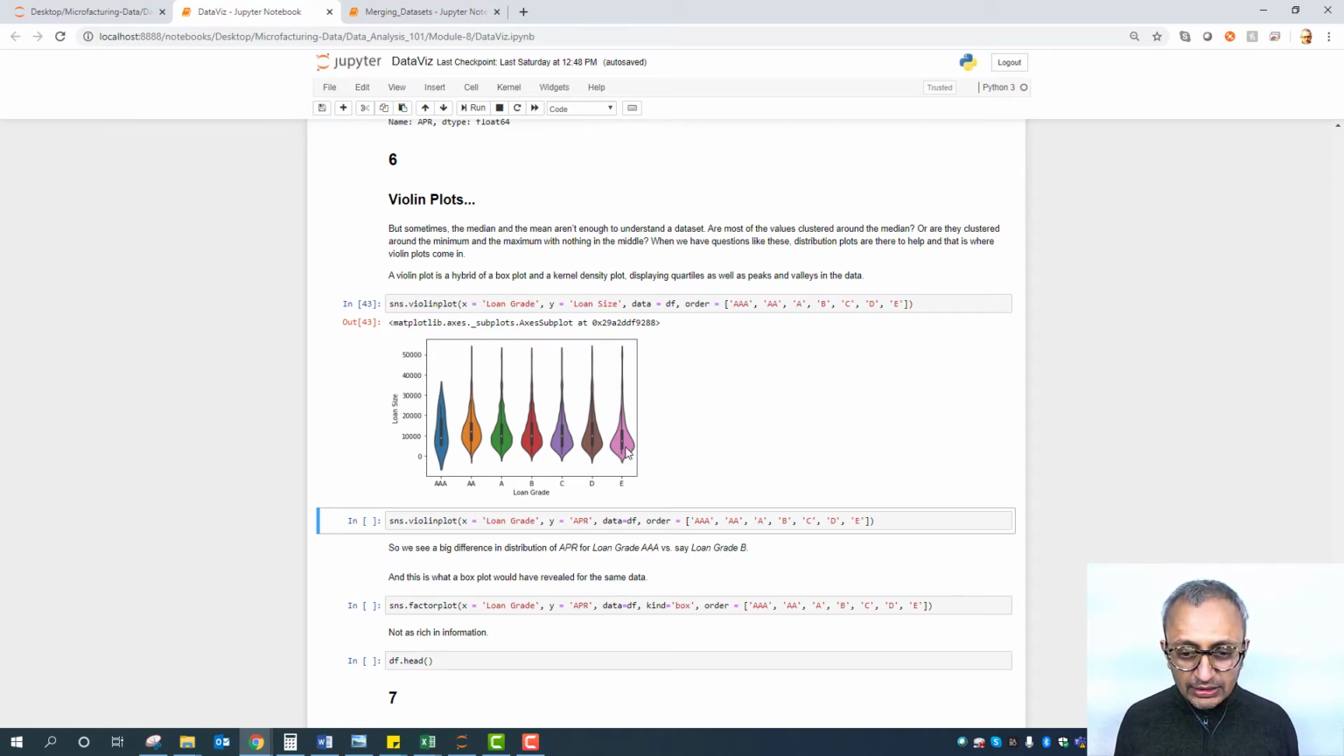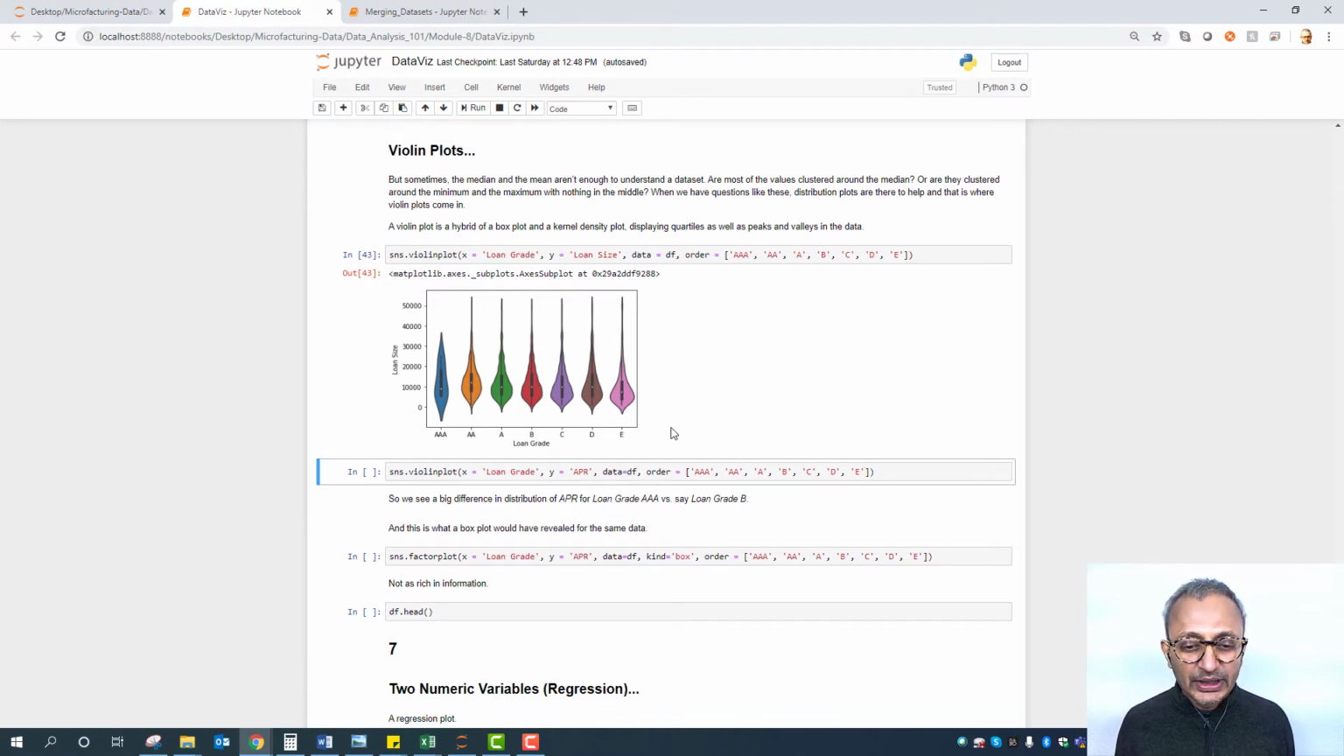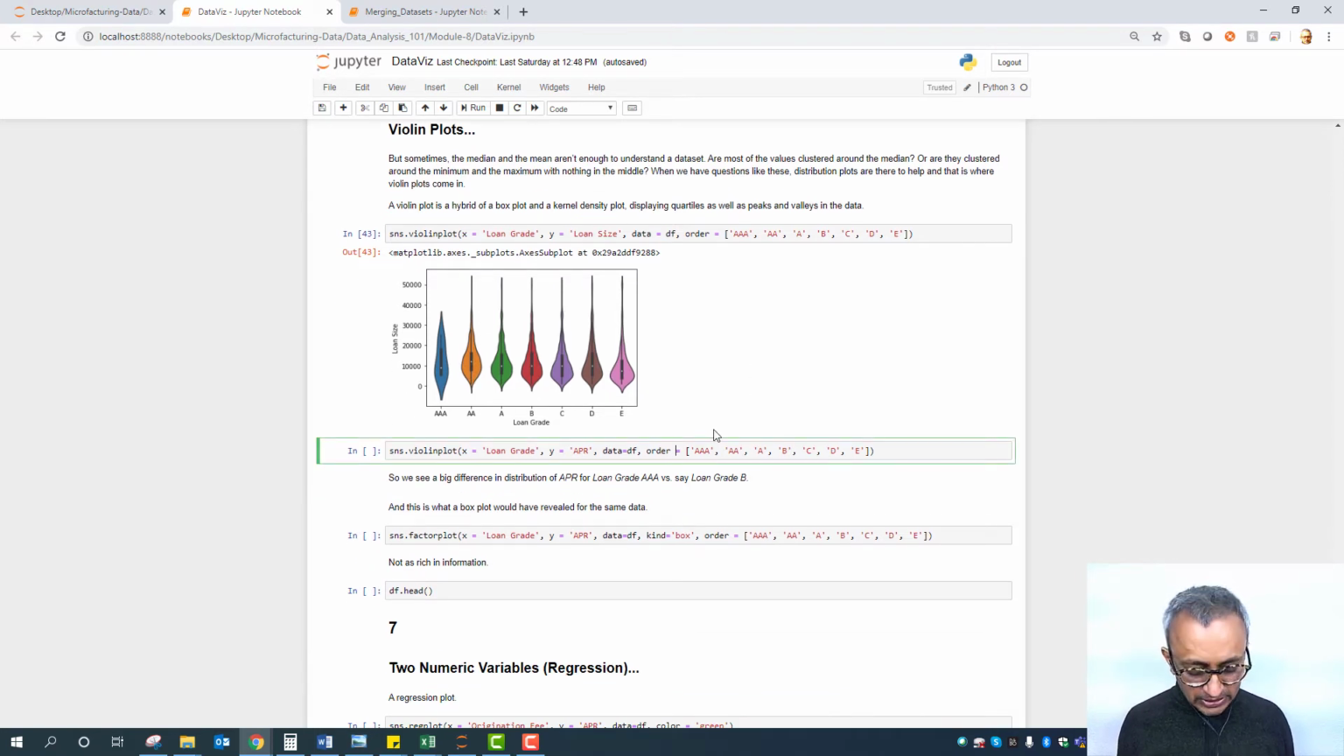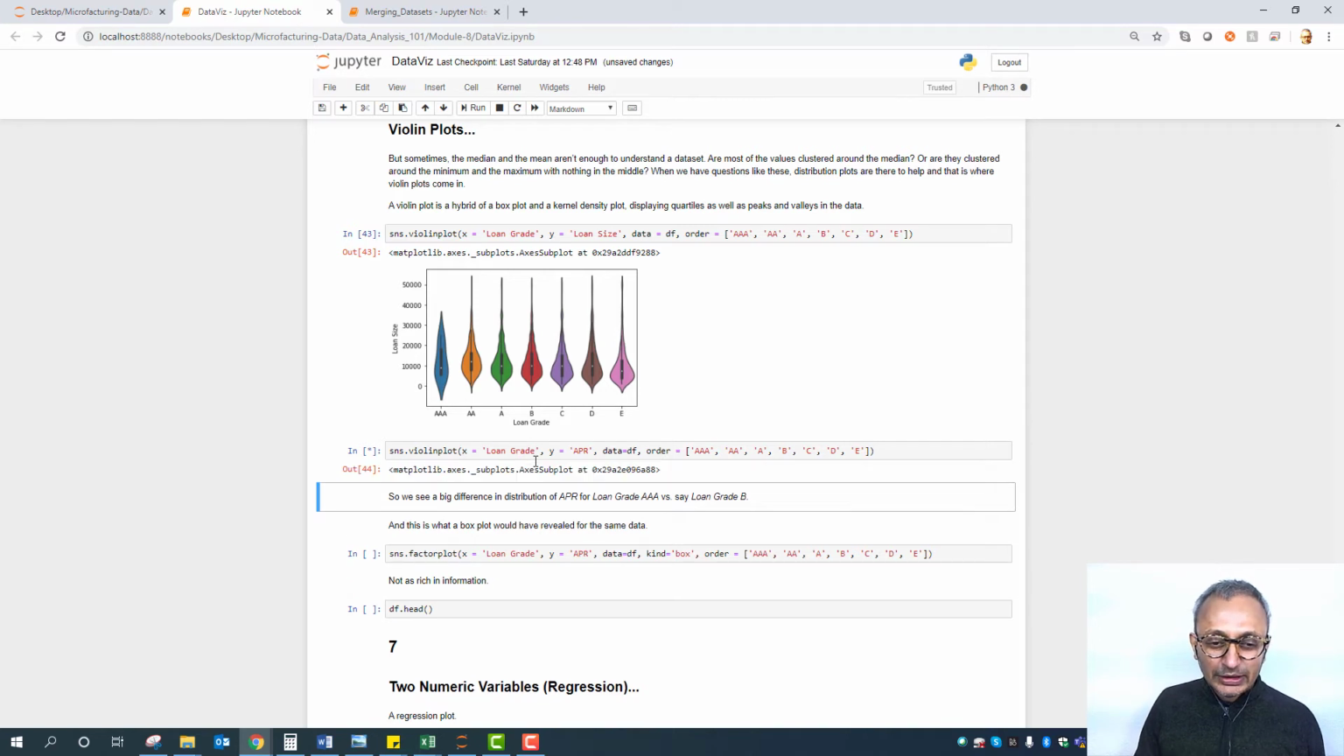It also has a box plot embedded in it. Not that you can read much into it, but you can get a sense that there is this white point, which is the median, and you see the 75th and the 25th percentile and so on. Let's do another violin plot. This is loan grade by APR. Let's see what we find here, right?